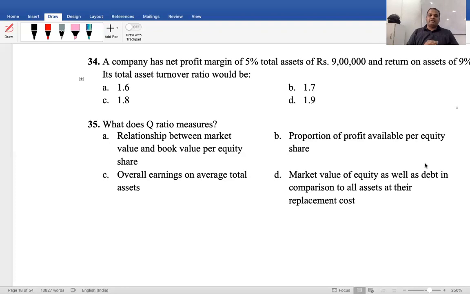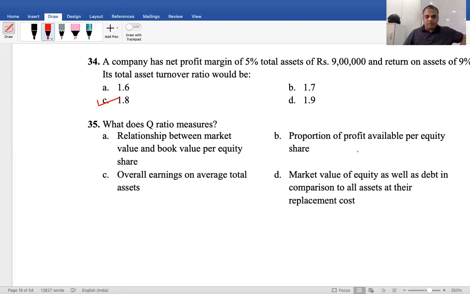This is the answer: 16 lakhs 20,000. 16 lakh 20,000 divided by assets 9 lakhs is equal to 1.8. Okay, 1.8. Are you comfortable? 16 lakh 20,000 by 9 lakhs. Any difficulty? C is the correct answer. You have to compute by way of calculator in exam based on the available data.